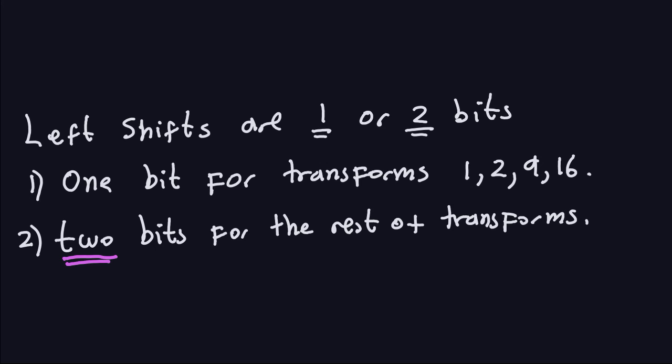Transform 5 will be 2 bits. Transform 6 will be 2 bits, and so on. The only ones that are 1 bit are transform 1, transform 2, transform 9, and transform 16. And that's very important because not all of them are 1 bit.